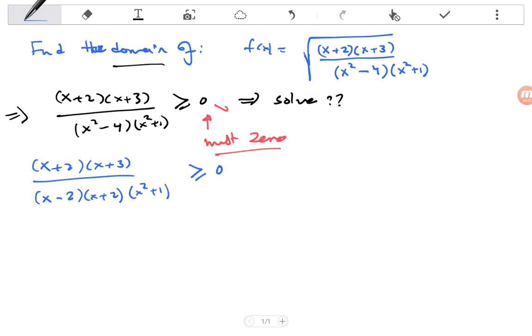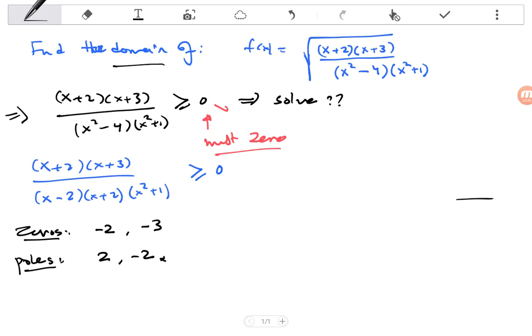How to solve this inequality? We learned that we need to find the zeros and the poles of this expression. What are the zeros? The zeros are the values of x that make the numerator equal to 0. What are the zeros here? They are -2 and -3, which make the numerator equal to 0. What about the poles? The poles are the values of x which make the denominator equal to 0, which are x equals 2, x equals -2, and can this be 0? No, this can never be 0. So these are the poles and the zeros.